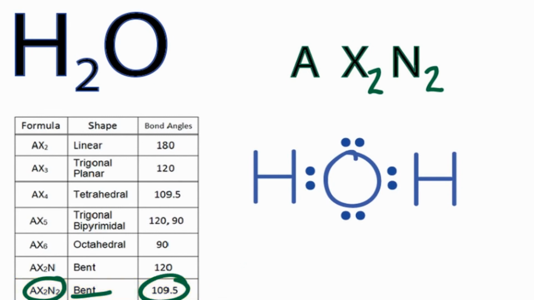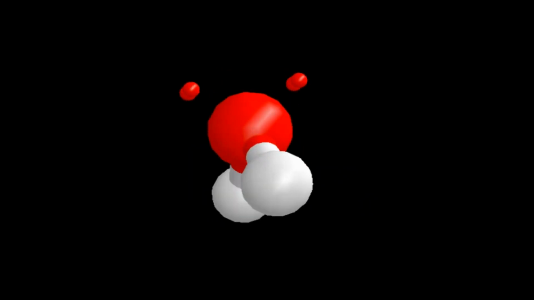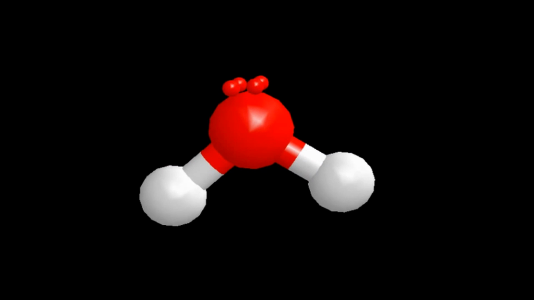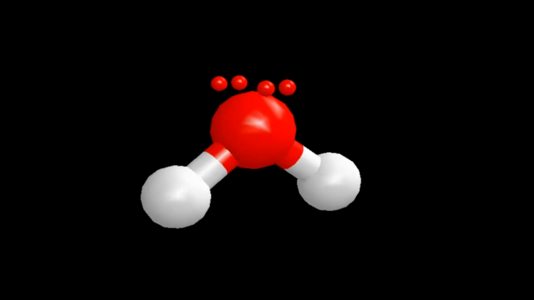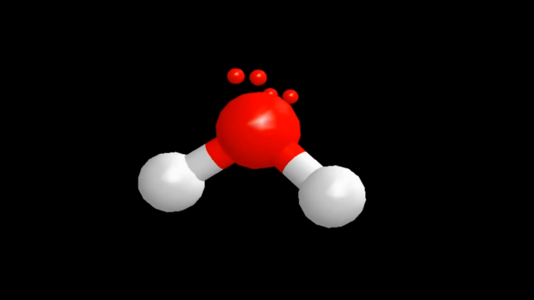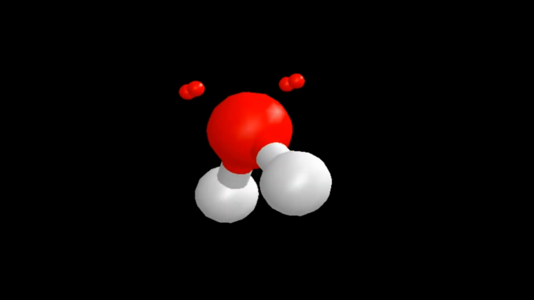Going back to our 3D visualization of the H2O molecule, we can see that the bond angle between the oxygen and the hydrogens is 109.5 degrees. So using both the valence shell electron pair repulsion theory and using the table where we look at the AXN notation, we figured out the molecular geometry for water.